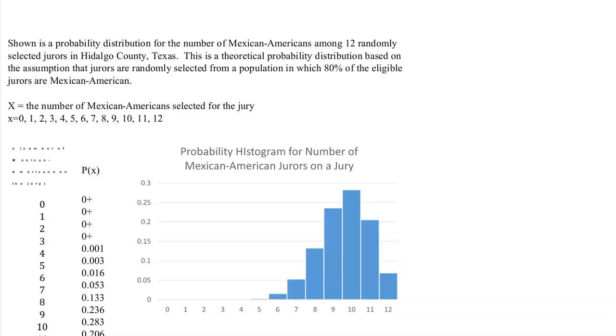Our random variable, X, is the number of Mexican Americans selected for the jury. On that jury, you can have 0 Mexican Americans, 1 Mexican American, 2, all the way up through 12. In our table, we have the number of Mexican Americans selected and the probability of getting that number on the jury based on a theoretical probability distribution. Now 0 plus just means that this is not 0, but very close.